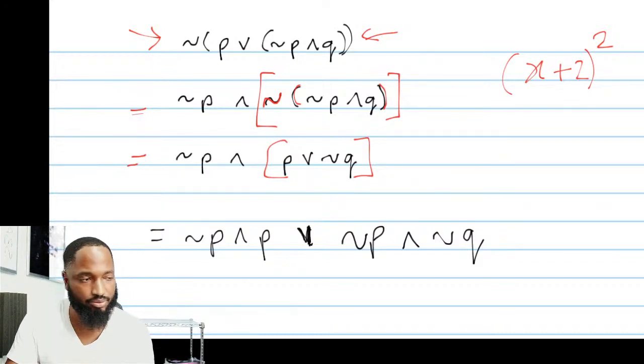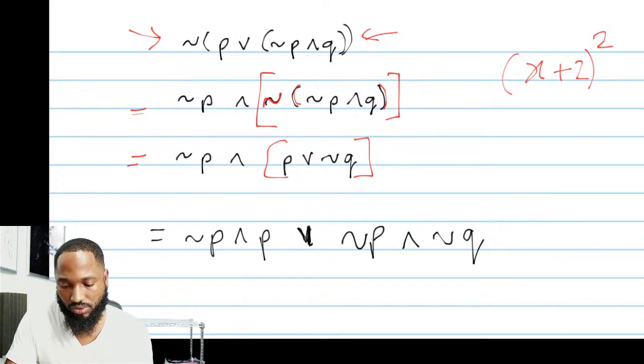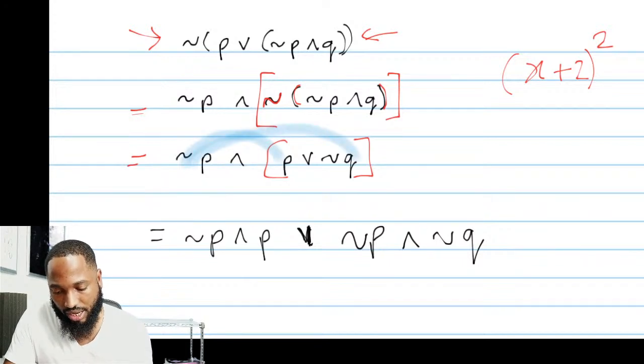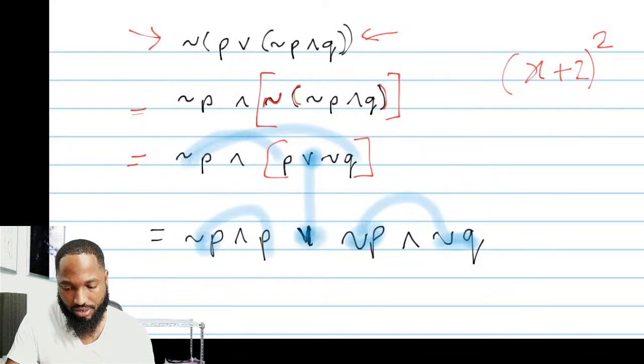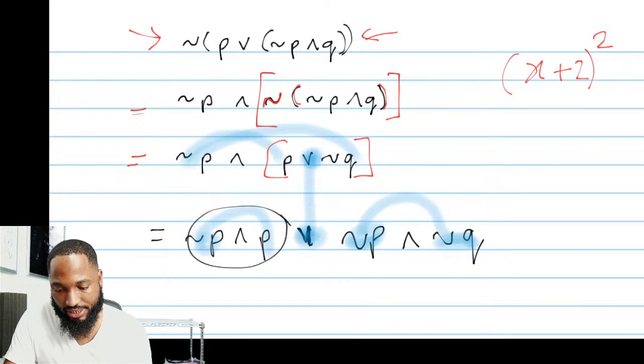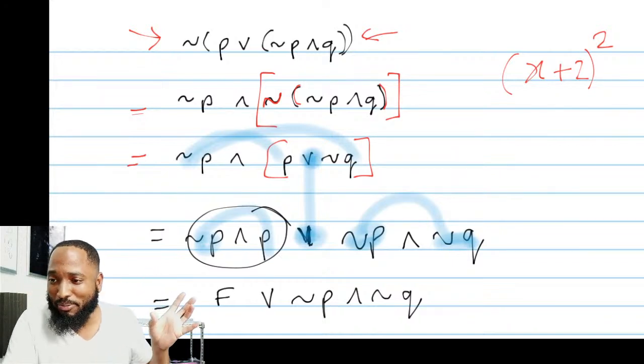So the distributive law. Alright, this distributes here and this distributes there. So you have not P and P, not P and not Q. But this or comes back down there. And we know that this will go to false. False or this.